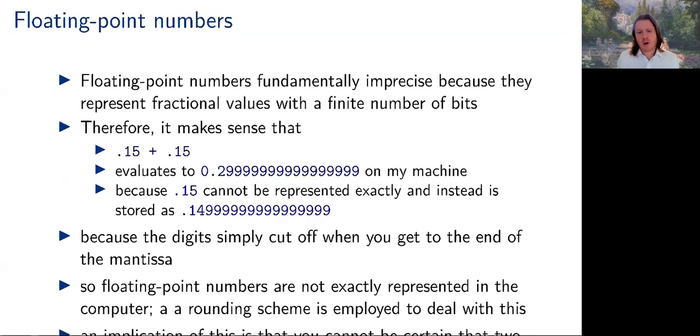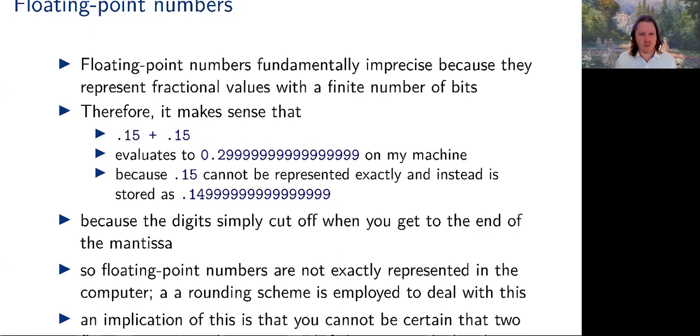Okay. Floating point numbers are fundamentally imprecise because they represent fractional values with a finite number of bits. Therefore, at this point, it makes sense that 0.15 plus 0.15 would evaluate to 0.299 repeating on my machine, because 0.15 cannot be represented exactly and is instead stored as 0.14999 repeating on my machine. The digits simply cut off when you get to the end of the mantissa, so floating point numbers are not exactly represented in the computer. Therefore, a rounding scheme is typically employed to deal with this.